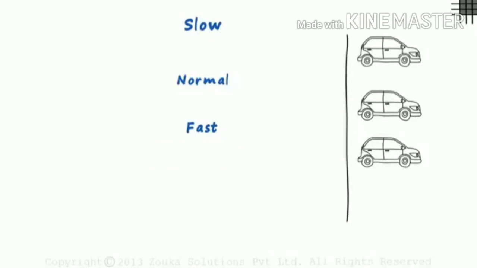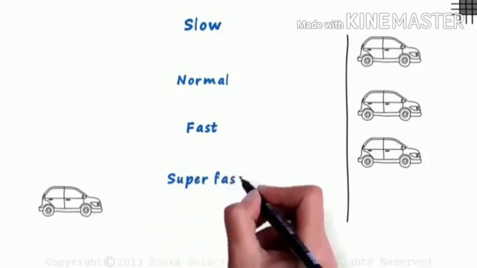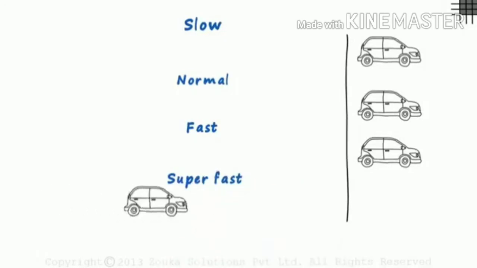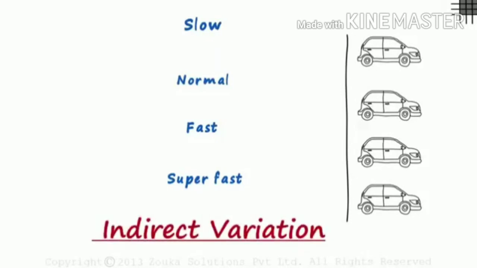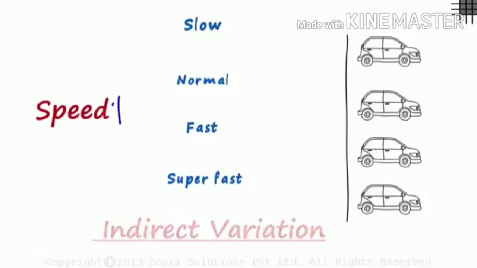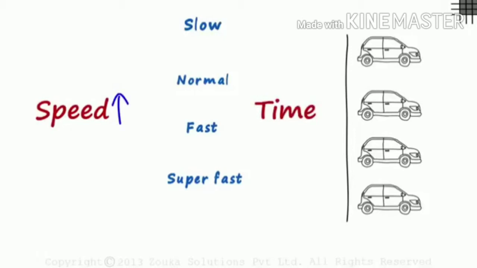And in the last case, assume that the car travels at a super fast speed. Well, it took the car less than 2 seconds to reach the finish line. This is indirect variation. As the car traveled faster, the time taken to reach the finish line is reduced. As the speed increases by a certain factor, the time taken decreases by the same factor.